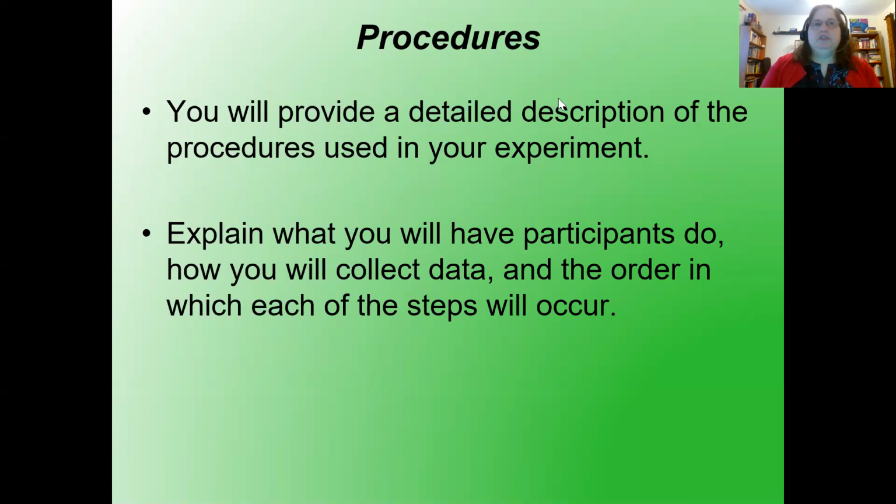Next, procedures. You will provide a detailed description of the procedures used in your experiment. Explain what your participants do, how you collect data, and the order in which each of the steps will occur. So up until now, if you've noticed, these examples have been pretty short. And aside from the occasional thing I've said that you might want to add, it's still going to be pretty short, right? Procedures is your longest section because I want a very detailed, good description of all of the procedures in your study.